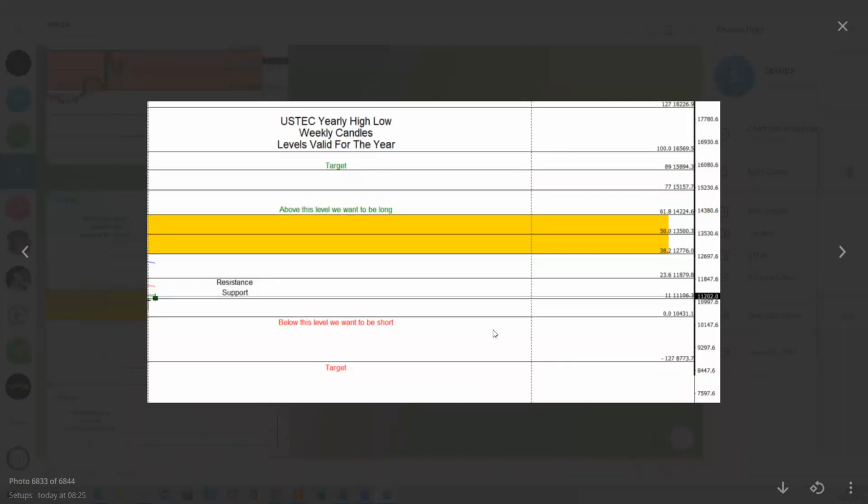And the USD yearly high low, currently between levels of 11 and 23.6, support resistance. Look at moving averages, 50 is above 21, above 8. That's indicating trend is down. So with that, we want to push below the zero level to aim for the minus 127 target.